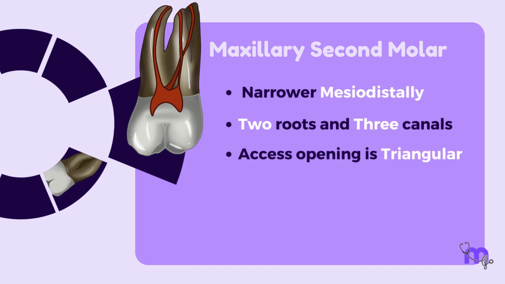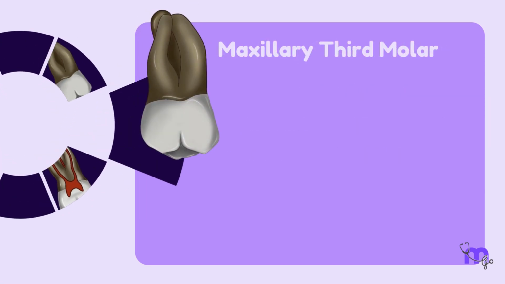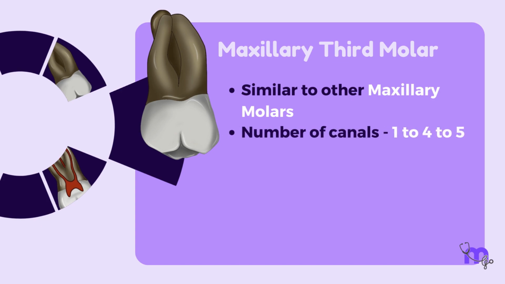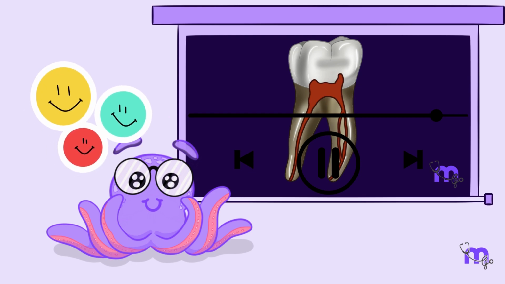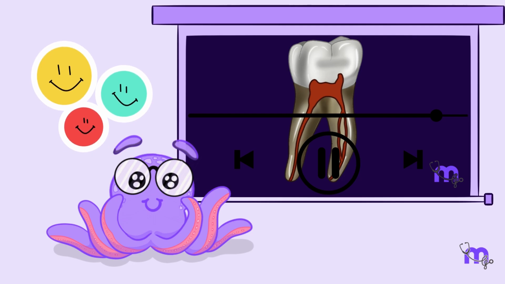Access opening is triangular. Maxillary third molar, similar to both the other maxillary molars in having 3 roots. Canals vary from 1 to 4 to 5 in number, depending on the root. Access cavity is triangular. In our next session, I will discuss another interesting case about mandibular molars. We hope you had fun learning with us.